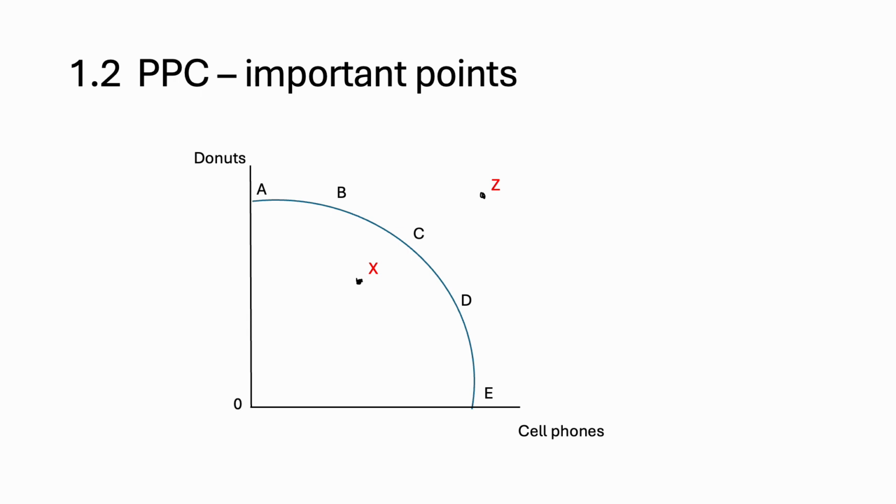The PPC has several important points that you need to understand. First of all, any point along the curve, such as A, B, C, D, or E, are productively efficient points, meaning all resources are being used in this economy efficiently. Point X, if this country is to produce at point X, this means that inside the curve, there are idle factors of production, or not all resources are being employed. Therefore, the country would not want to produce at point X. Point Z is outside of the PPC. This country does not have enough resources to produce at point Z. Therefore, point Z is unattainable.